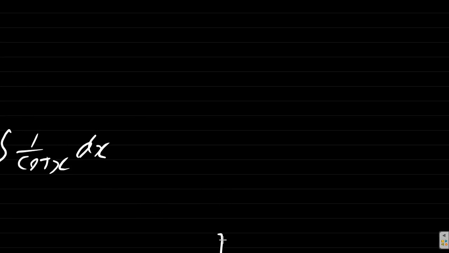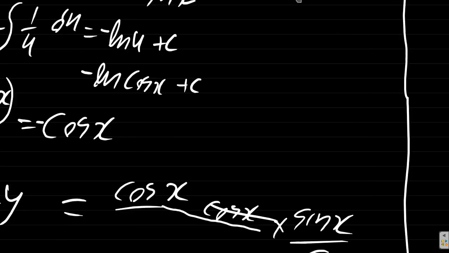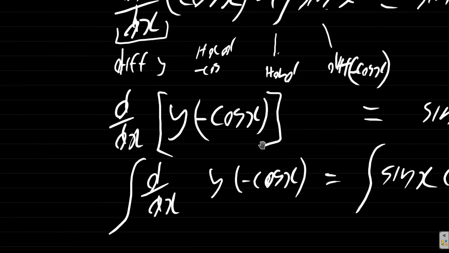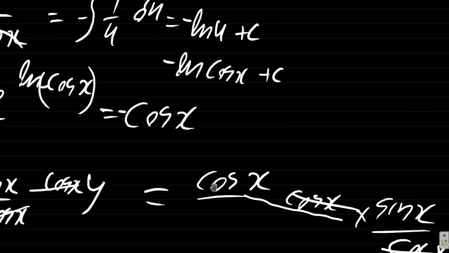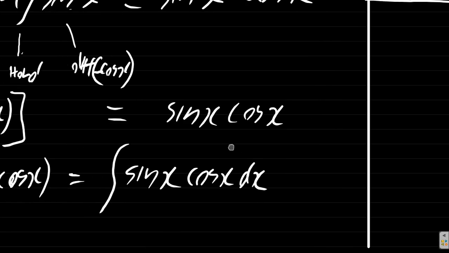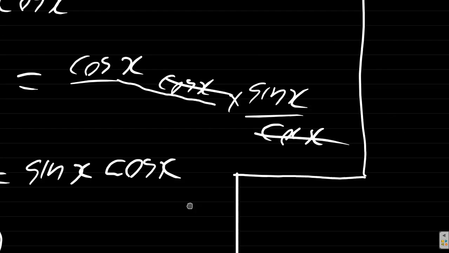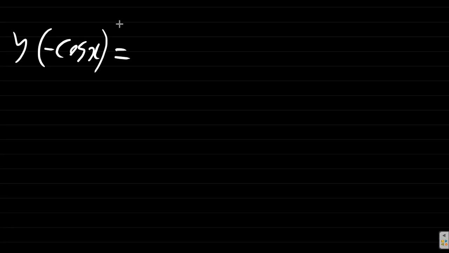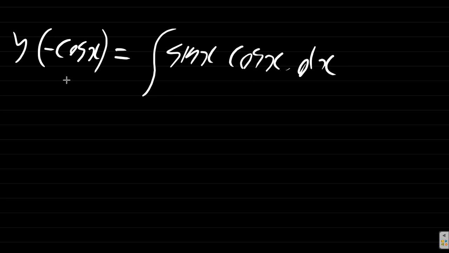Alright. So what we have here then, the integral of d by dx of anything, the integral and the d by dx cancel each other. So what we have is y times negative cos x equal, and then on the right hand side we have the integral of sine x cos x dx.